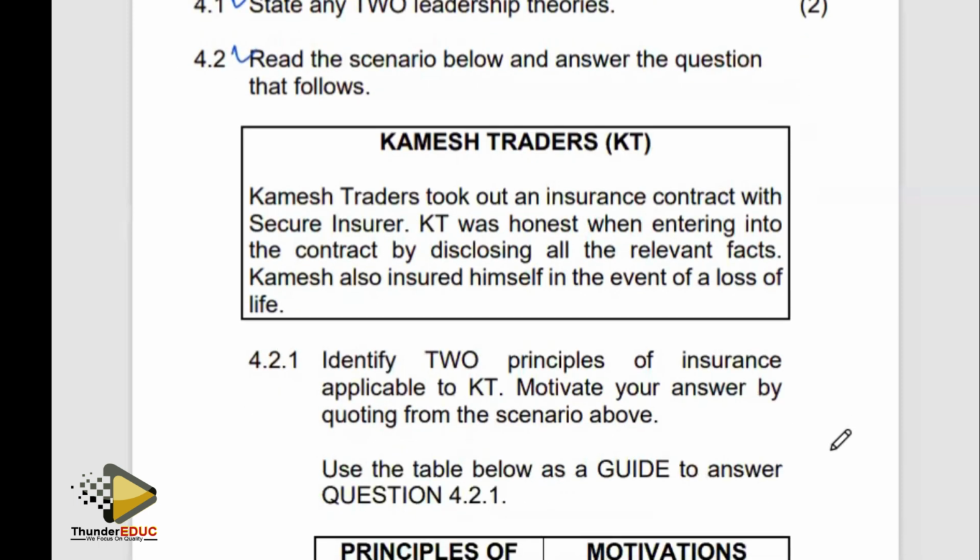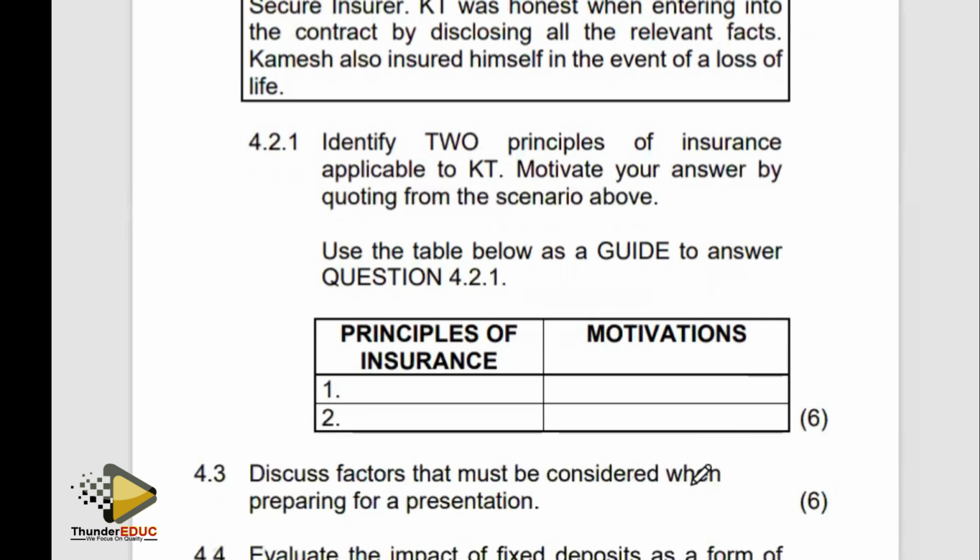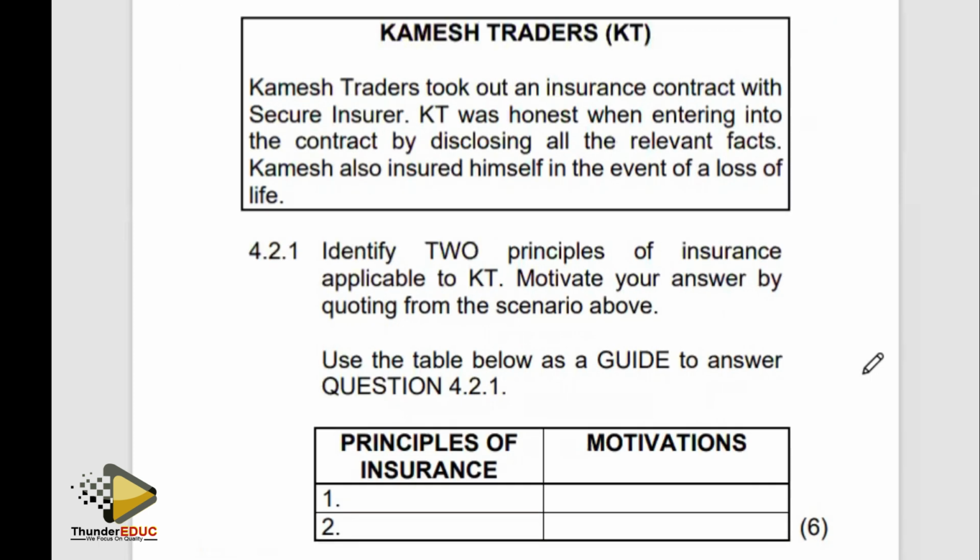So now let's check out 4.2. Read the scenario below and answer the questions that follow. Kamesh Traders took out an insurance contract with Secure Insurer. So now KT was honest when entering into the contract by disclosing all the relevant facts. Kamesh also insured himself in the event of a loss of life. So now let's check out 4.2.1. 4.2.1 reads as follows. Identify two principles of insurance applicable to KT. Motivate your answer by quoting from the scenario above.